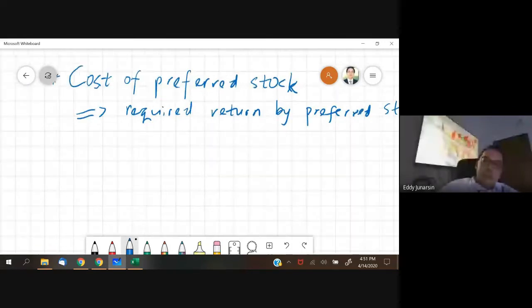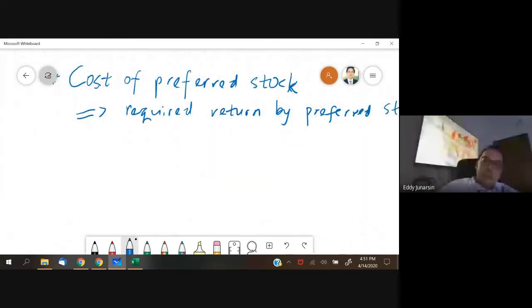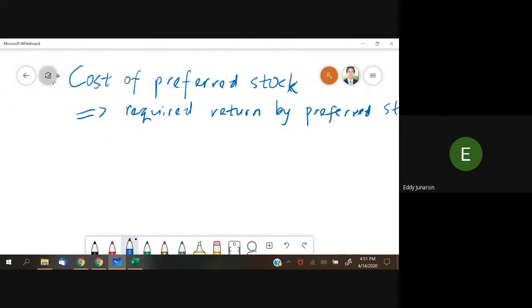Okay, so I hope you still remember some main differences between preferred stock and common stock. Preferred stock is something in the middle. It's not debt, but it's not really equity. Of course, in accounting, we have to include preferred stock in the recording of equity. However, in finance, we really see preferred stock differently from common stock, right? So it's not common equity, but preferred equity.